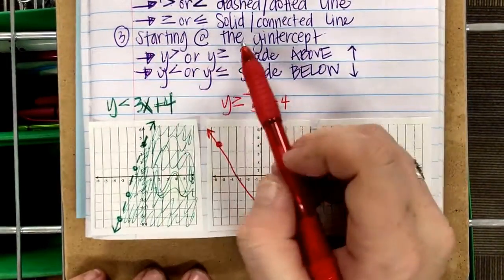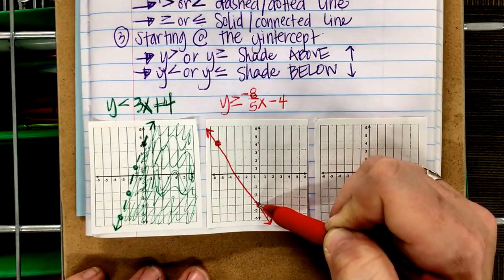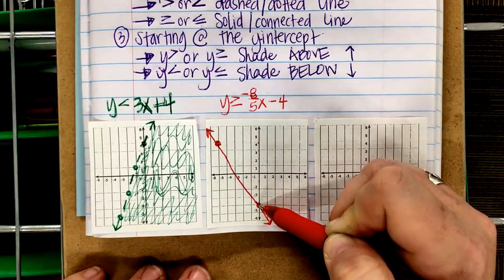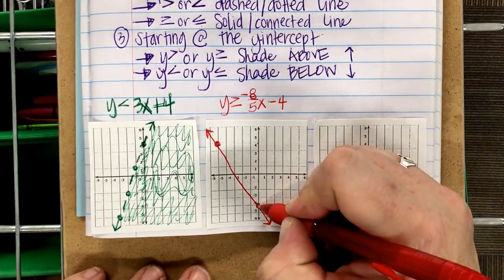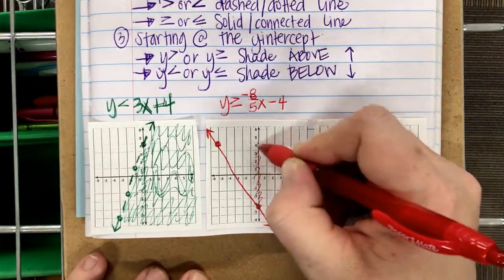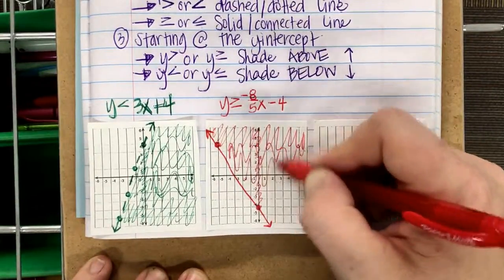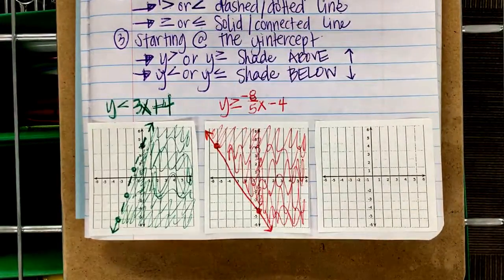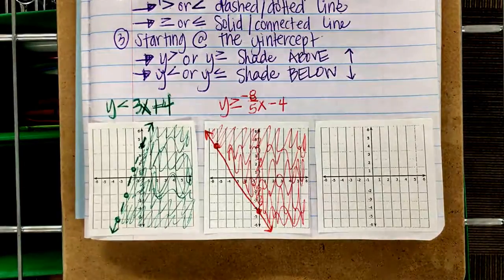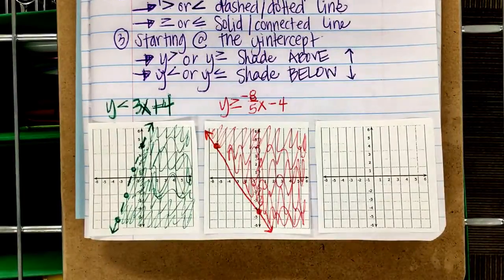Then I'm going to start at the y-intercept, so right here. And I ask, do I shade above or below? Is y greater or is y less than? Y is greater, and y is greater going up or down? Up. So I shade everything above. So any answer, any ordered pair in that shaded area or on the line, because it's a solid line, would work.